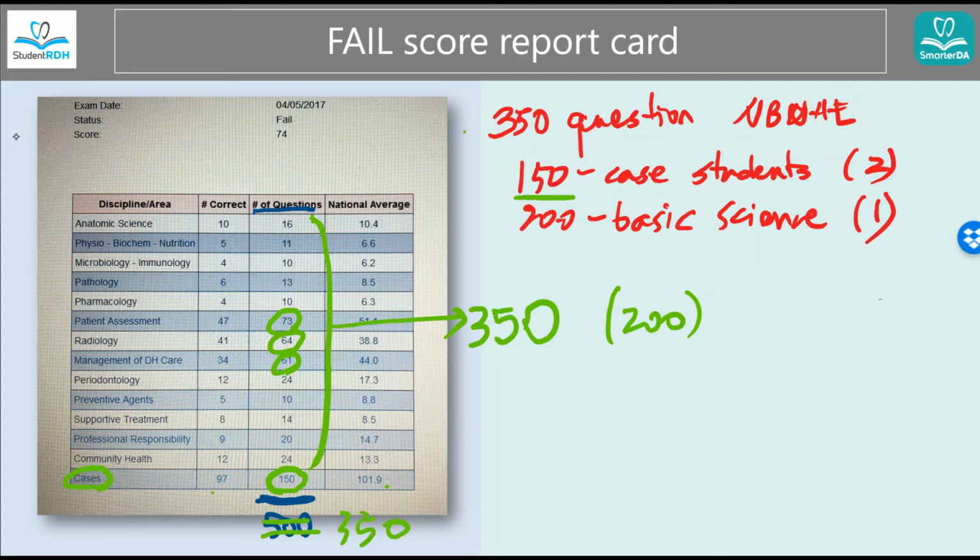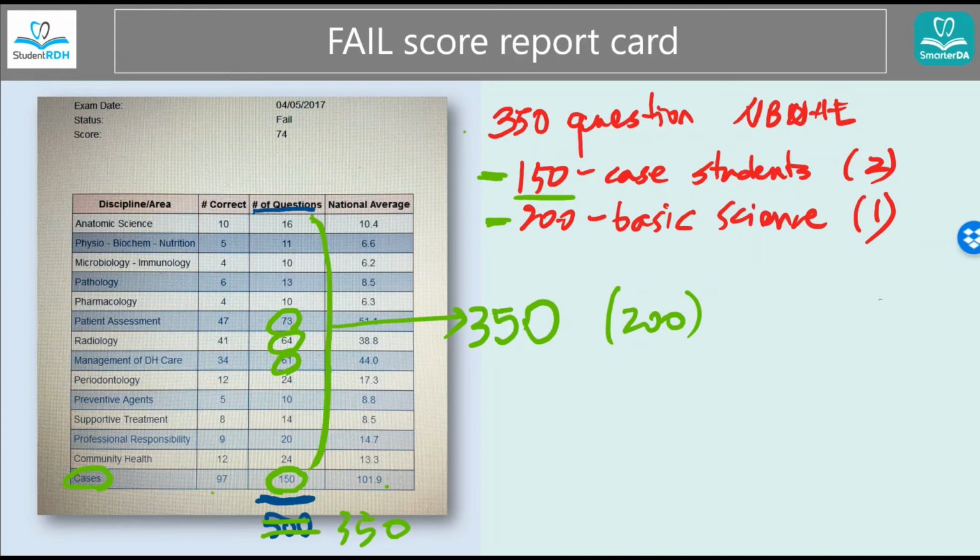So 73 questions on patient assessment, which is probably about how you treat them, what medical conditions they have, and how you provide care. For example, those are divided into case studies and also basic science. That's why there are 73 questions. There are many questions in session 1 and session 2.